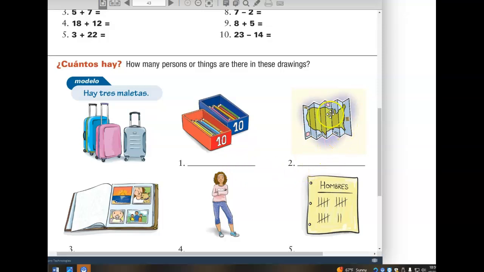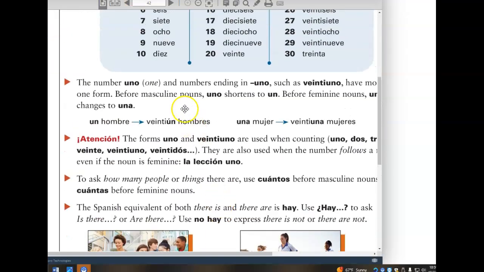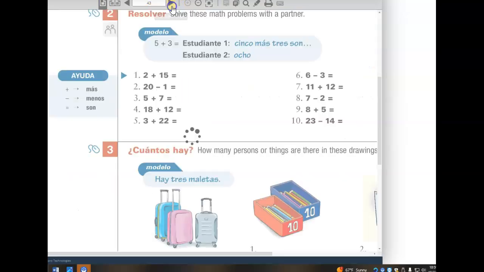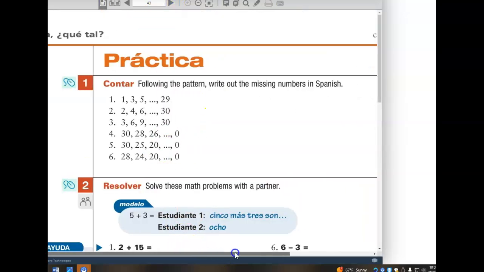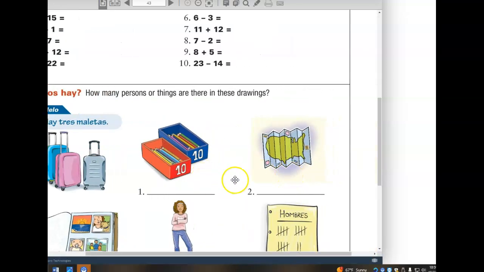Número 2. ¿Cuántas mapas hay? How many maps are there? Hay una. Just one. And remember, the ending of the number 1 changes to match the gender of the noun that it's modifying. So mapa is feminine. So we're going to change uno. Instead of saying uno, we're going to say una, a map, right?